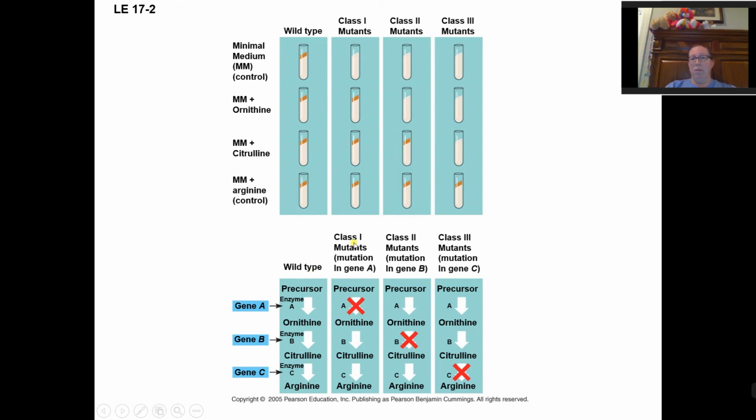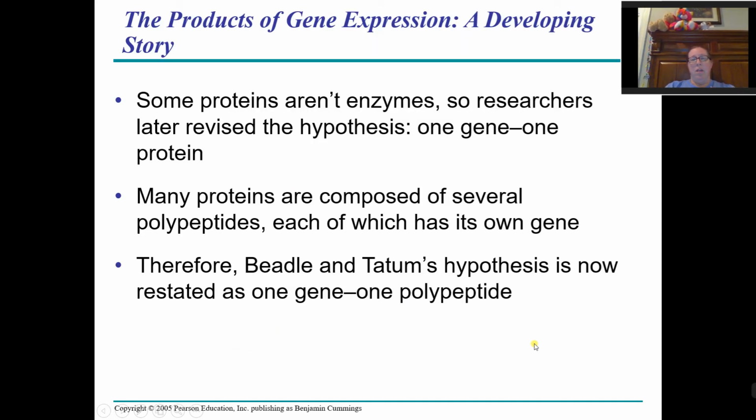Now we take the class 1 mutants. So there was a mutation in gene A. Well, a mutation in gene A doesn't live, right? B doesn't live. C doesn't live. So this is the one gene, one enzyme hypothesis. Okay. So now we keep going.